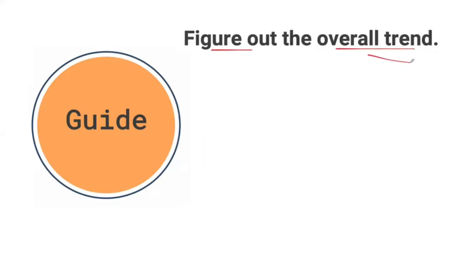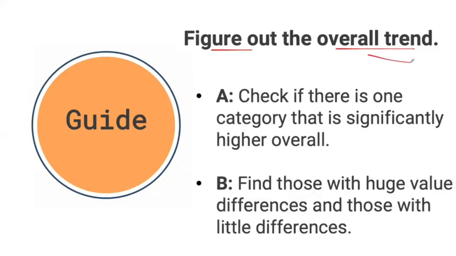This is still part of step 1. I'll show you in just a bit, but we're going to figure out the overall trend. So basically that means checking if there is one category that is significantly higher overall, and finding those with huge value differences and those with little differences. And these things that stand out will be noteworthy to point out in our essay. Okay, so keeping this step 1 in mind, I'm going to take you to our writing prompt today, and I'll show you how to approach these steps.